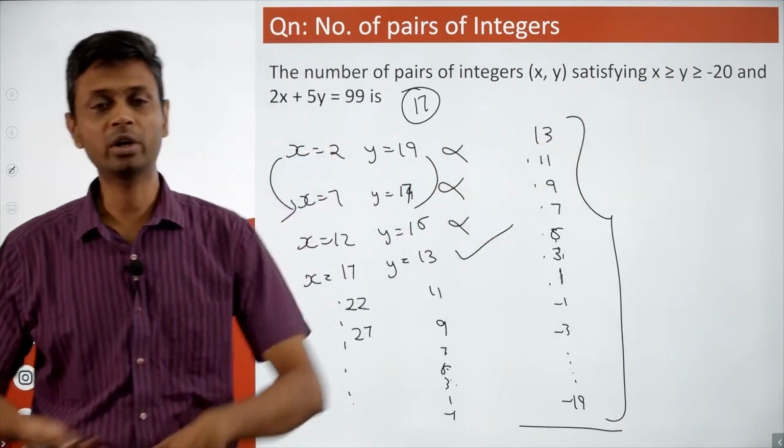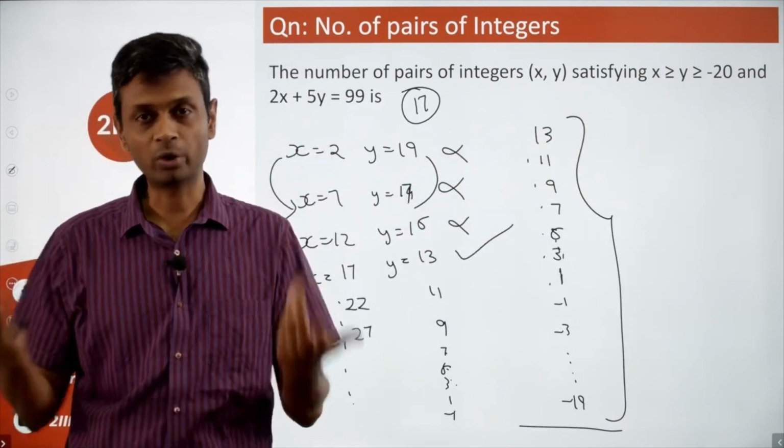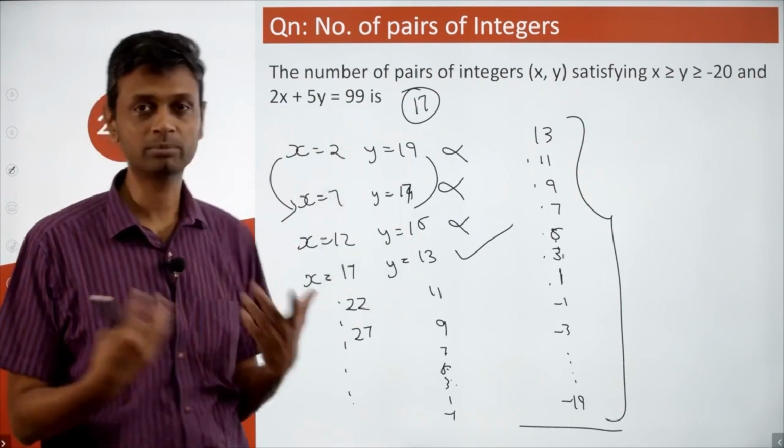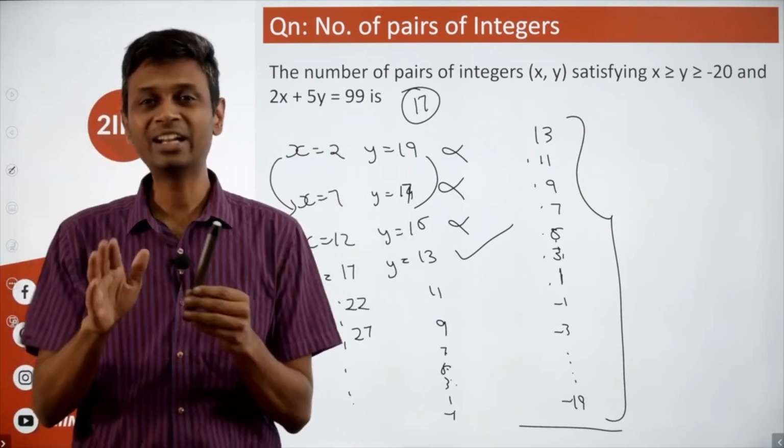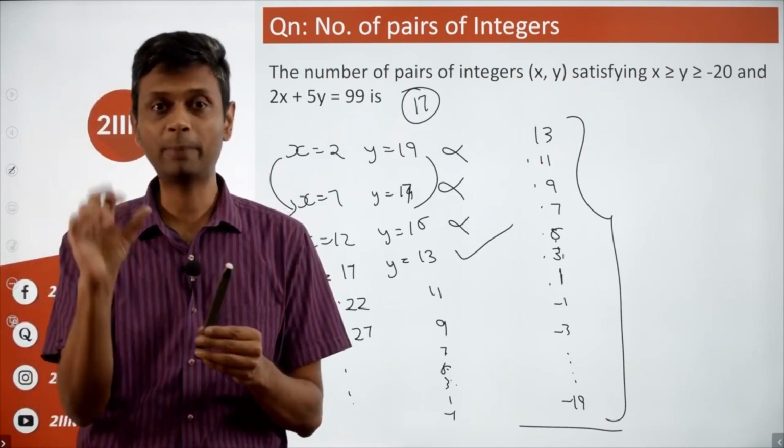In some cases, it could be mod x greater than y. It could be x and y both positive. Some x and y are natural numbers, something else. Find one solution and then you find the pattern. And then you think about how many numbers, how many pairs will satisfy the other condition.